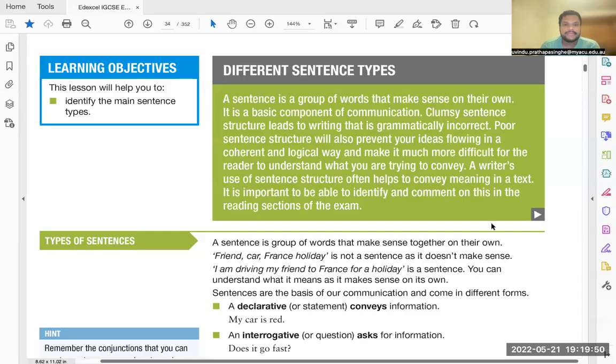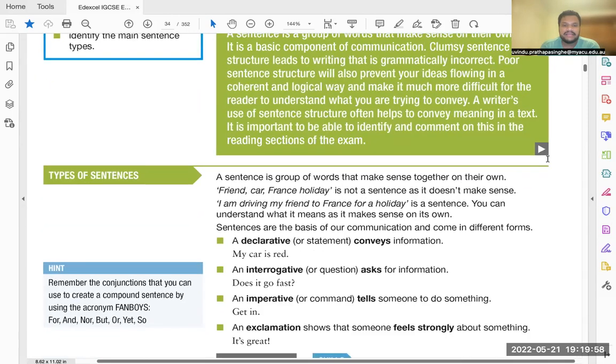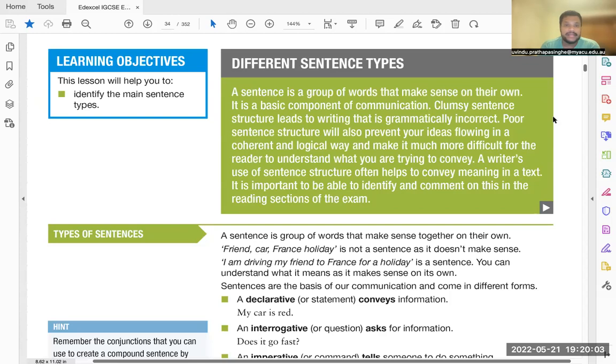Can you tell me how many different types of sentences are there? Well, basically, there are 4 types of sentences. But before we get into that, let's take a look at this background information. Look at the green section on my screen.